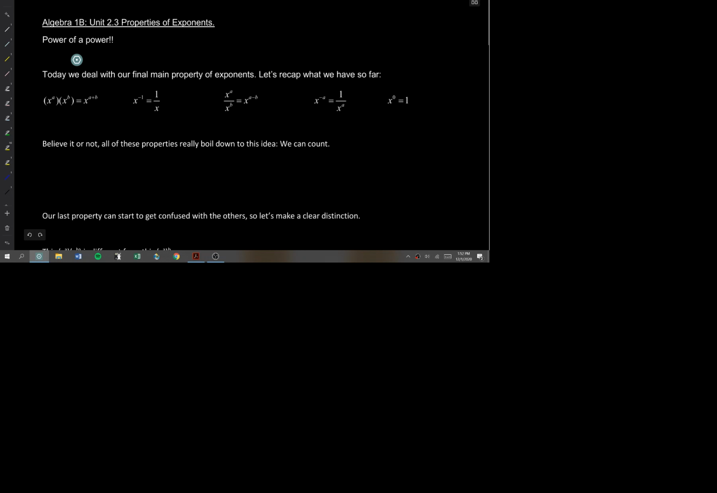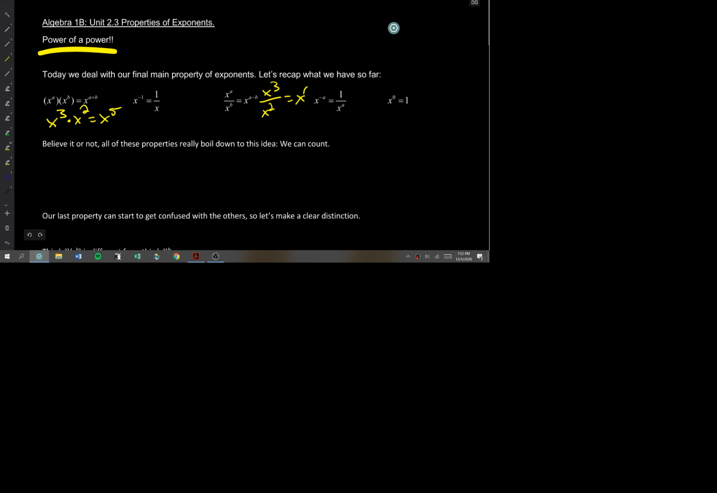Alright guys, today we deal with our last main property with these properties of exponents. It's the power of a power property, which sounds super exciting with that word power everywhere. Just to recap, we know that if you have the same base and you multiply, you add the powers. If you have the same base and you divide, you subtract the powers.